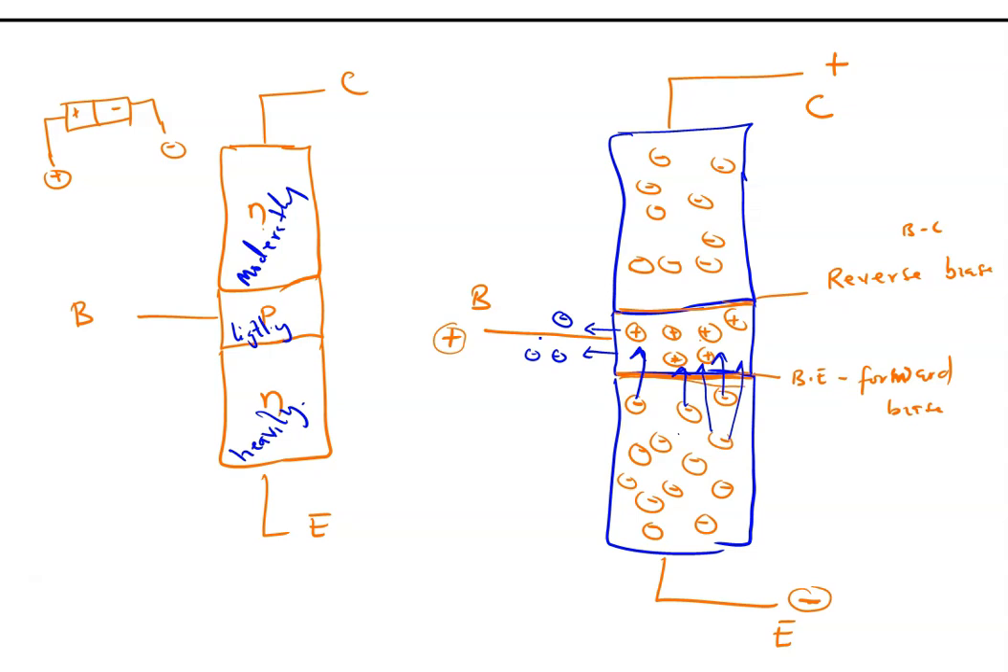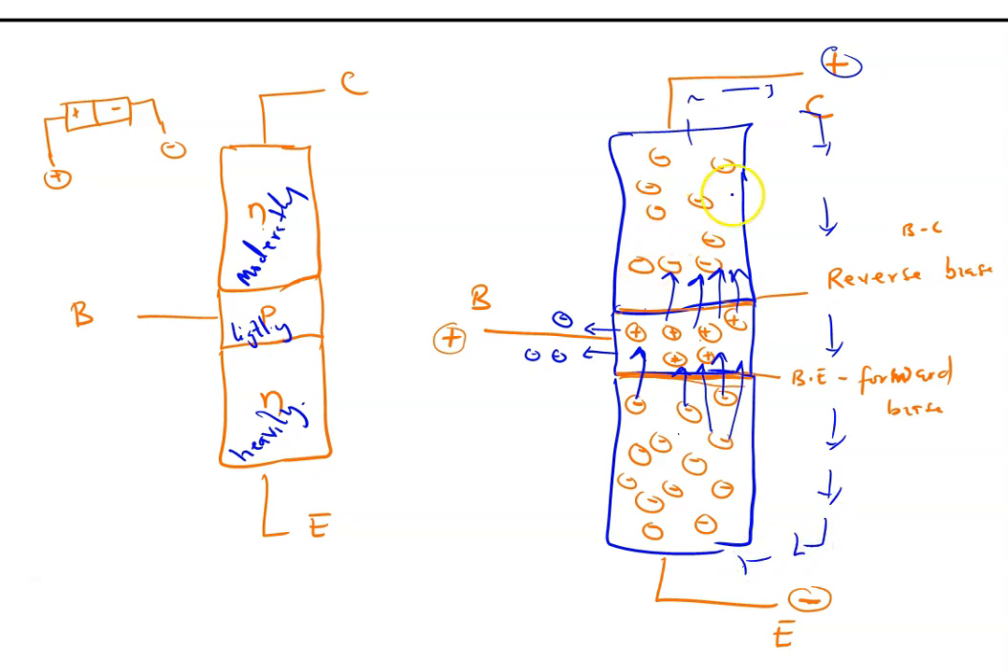how will they move? They will break the potential barrier of the BC region. Then they will begin to move to the N region of the collector. As they move to the N region of the collector, this positive terminal attracts them. And once it attracts them, it causes current to flow in this direction. That is the electron direction.